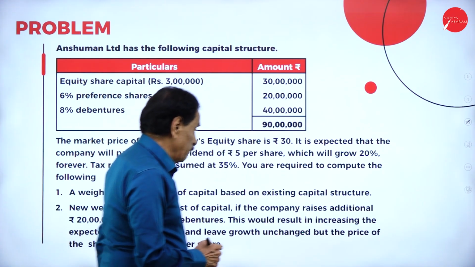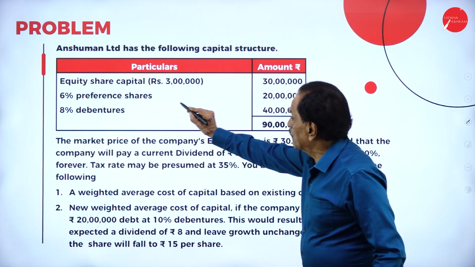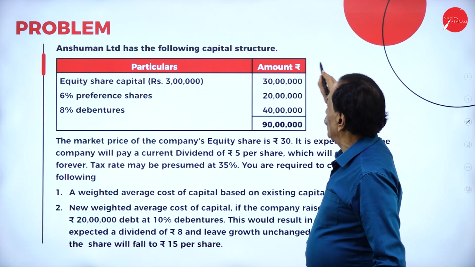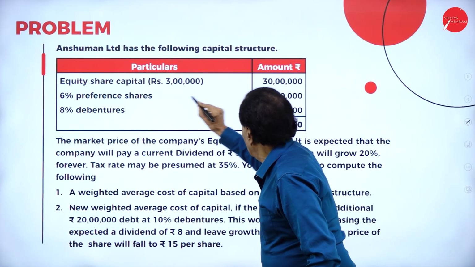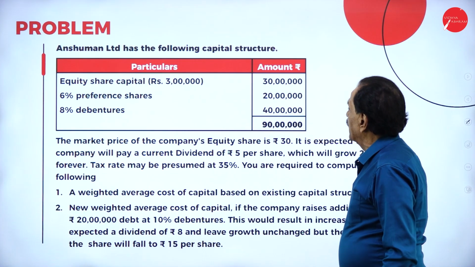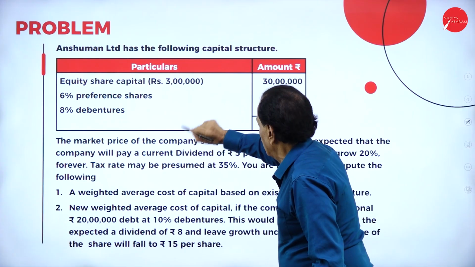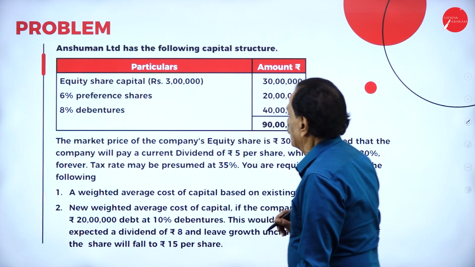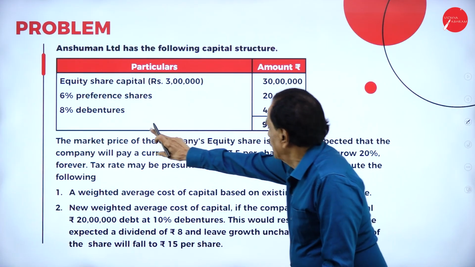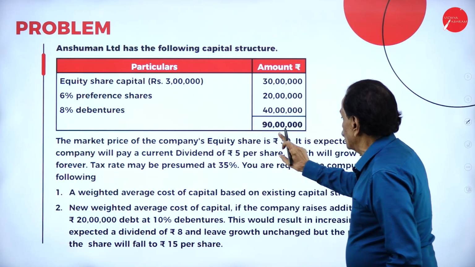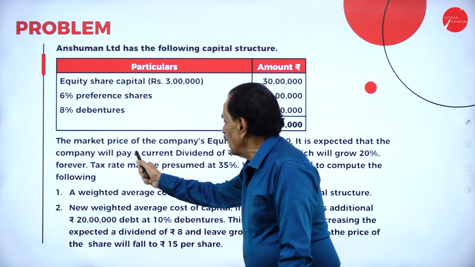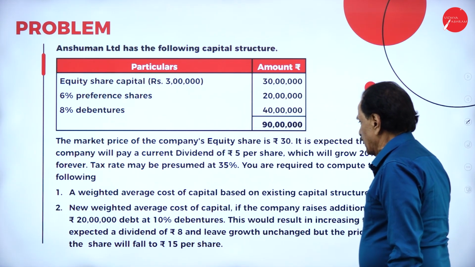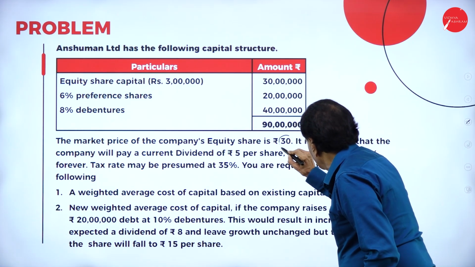Now we'll go to the next problem. The existing capital structure is as follows: equity share capital of 3 lakh shares, share capital of rupees 30 lakh, 6% preference share 20 lakh, then 8% debenture 40 lakh, totally 90 lakh. The market price of the company's equity share is rupees 30.